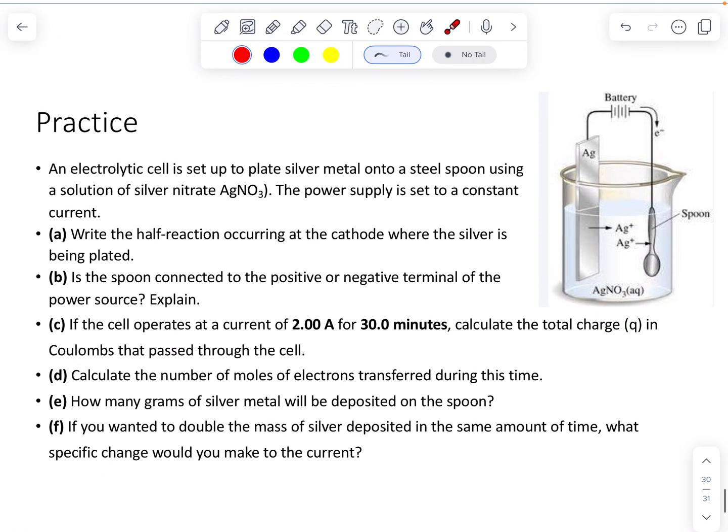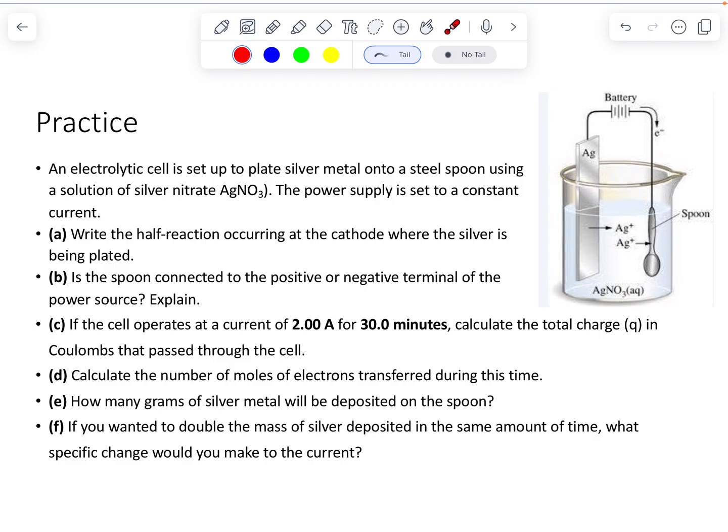Okay, let's do some practice. So an electrolytic cell is set up to plate silver metal onto a steel spoon using a solution of silver nitrate. The power supply is set to a constant current. Write the half reaction occurring at the cathode where the silver is being plated.